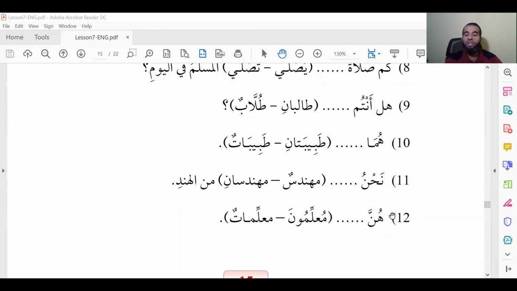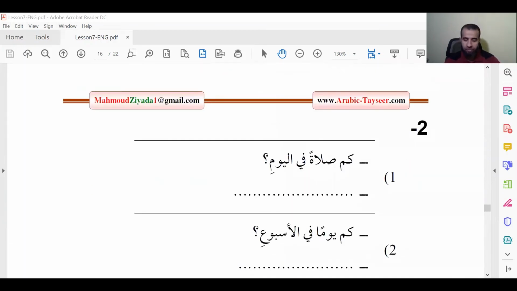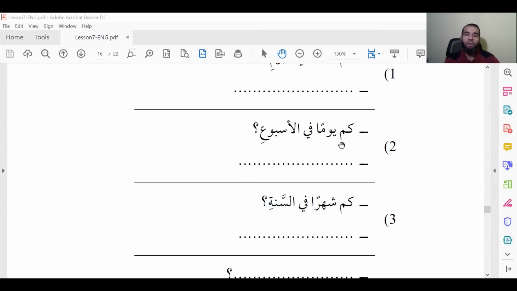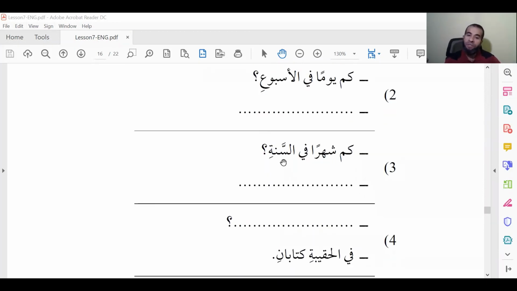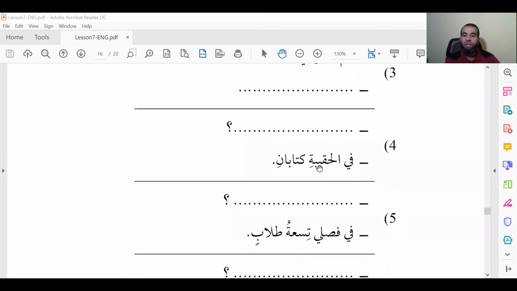12. هن is for plural feminine they. معلمون or معلمات feminine معلمات. 2. كم صلاة في اليوم. في اليوم 5 صلوات. كم يوما في الأسبوع. في الأسبوع 7 أيام. كم شهرا في السنة. 12. في السنة 12 شهرا.